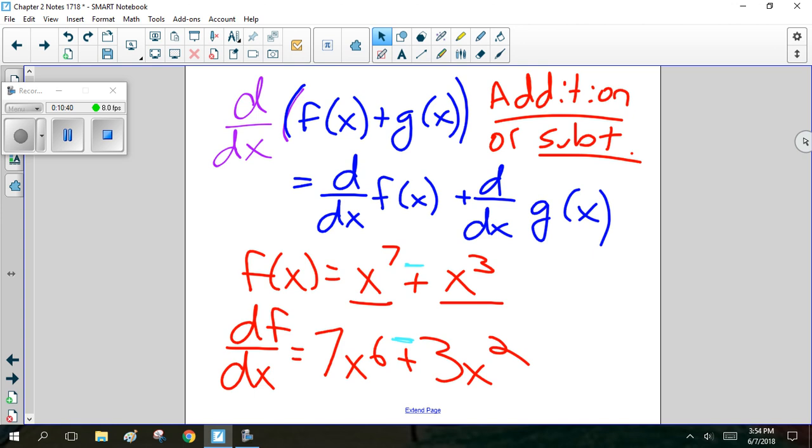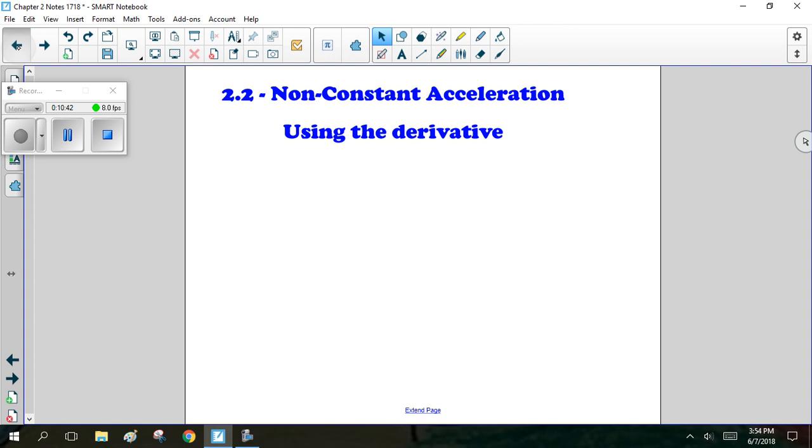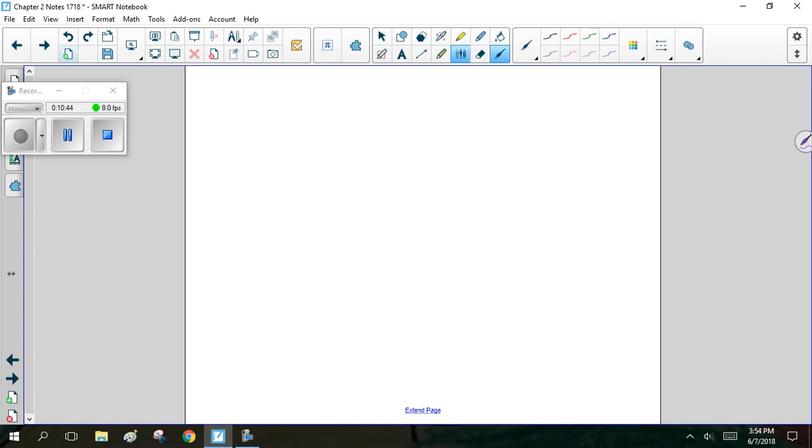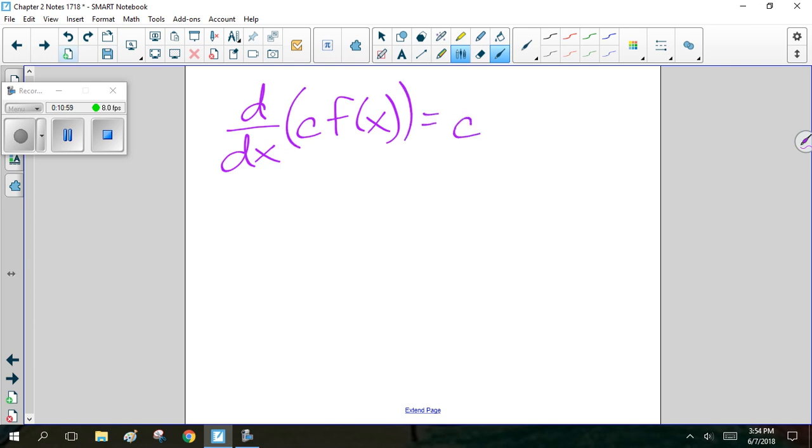All right, let's see what else. So how about this? Suppose I want to find the derivative with respect to x of some constant c times f of x. It turns out that is the same as c times the derivative with respect to x of f of x. What does that mean? Let's do an example.